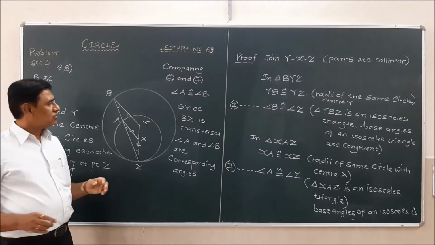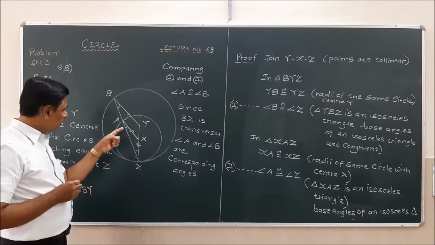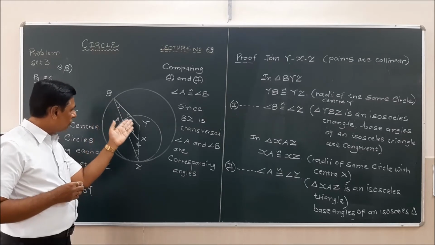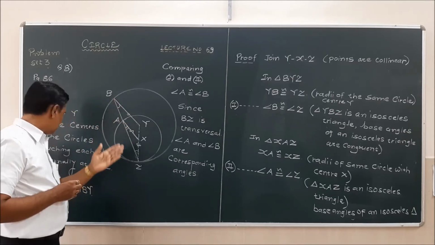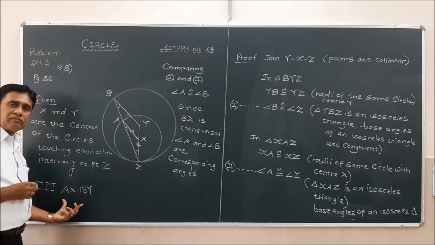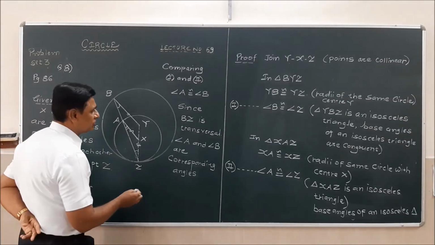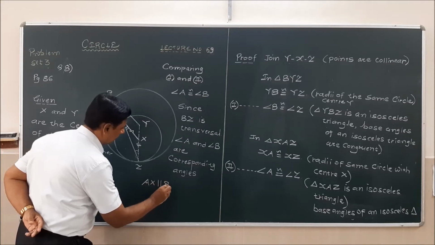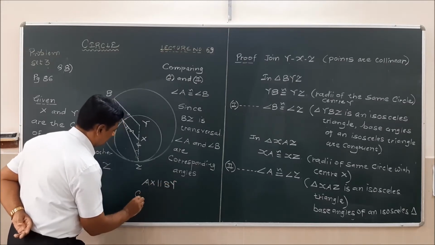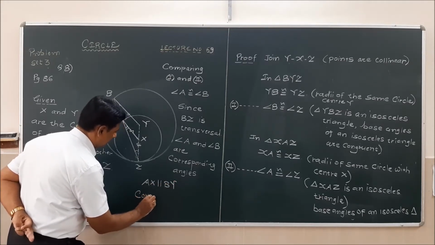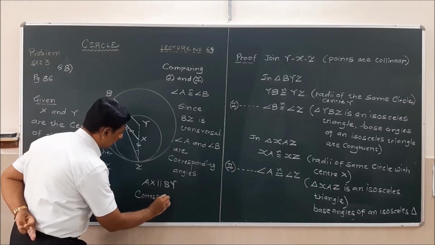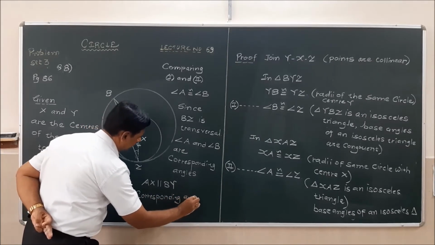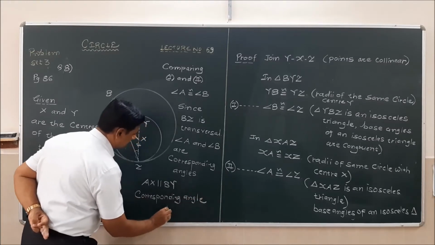Fine. So, if corresponding angles are congruent, then lines are parallel. So BY is parallel to AX. AX is parallel to BY. This is the corresponding angle test.